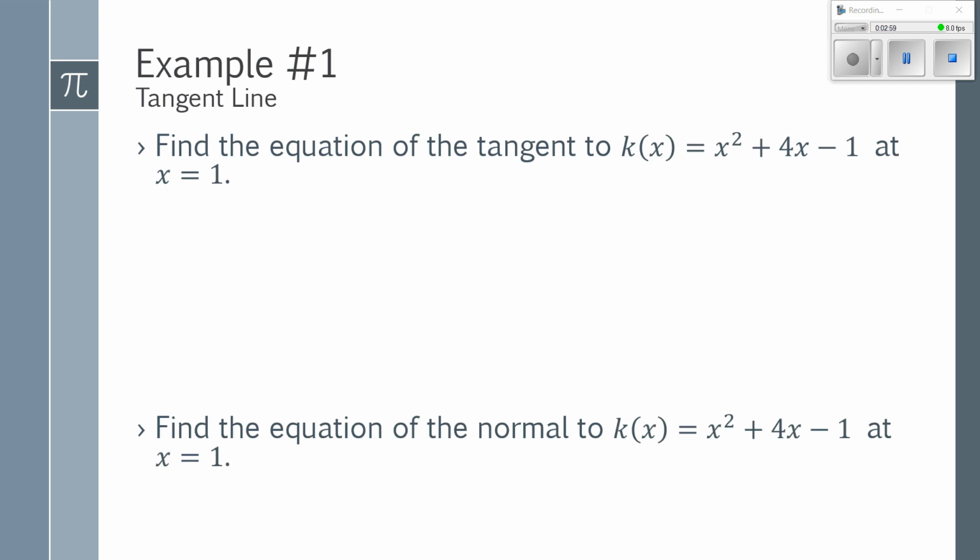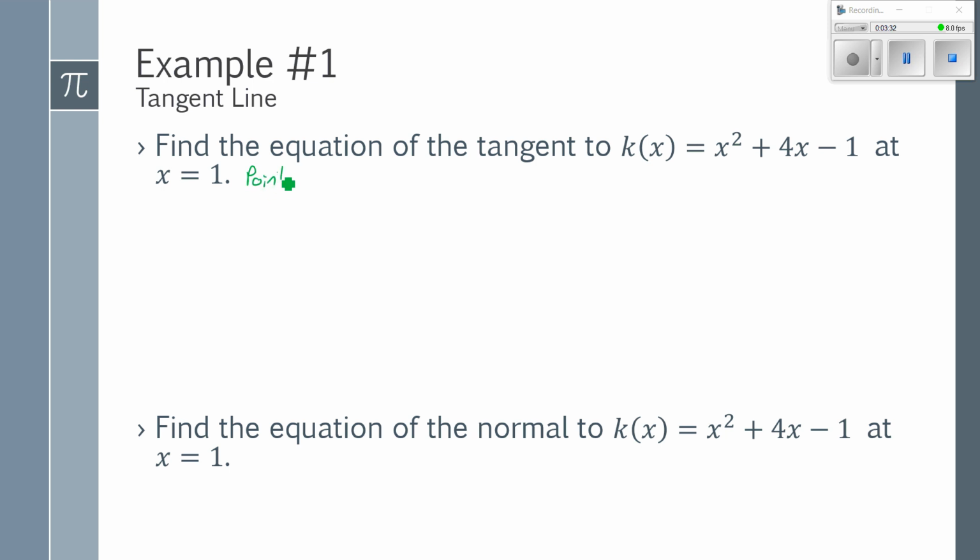So first example, I want to find the equation of the tangent to k of x is equal to x squared plus 4x minus 1 at x equals 1. Well, my thought process is always, if I want the equation of a tangent, well, what shape is a tangent? It's a line. What are the things I need to know to write the equation of a line? I need a point and the slope. So rather than trying to find the whole line at once, I'm going to start by saying, should I find the point or should I find the slope? I'm going to start with point because it's going to be a little bit easier for me to find.